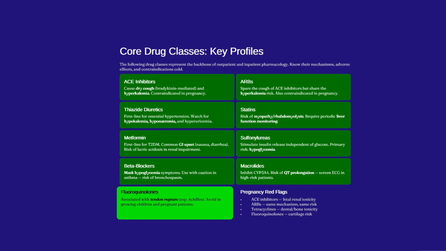So let's talk about ACE inhibitors. For ACE inhibitors, we know that we use them for the treatment of hypertension. So what are the major side effects to monitor? Dry cough and hyperkalemia. Remember, dry cough and hyperkalemia. And ACE inhibitors and ARBs are all contraindicated in pregnancy.